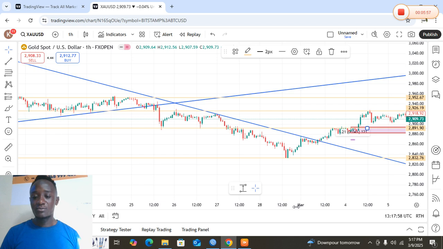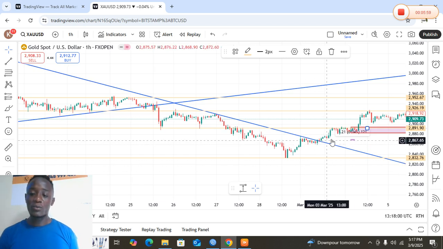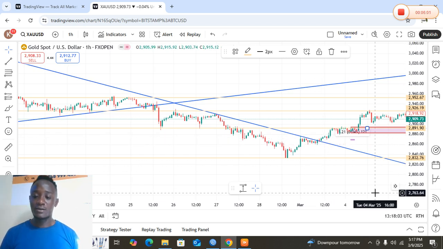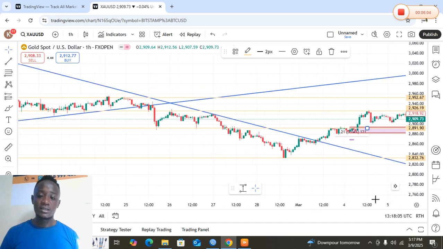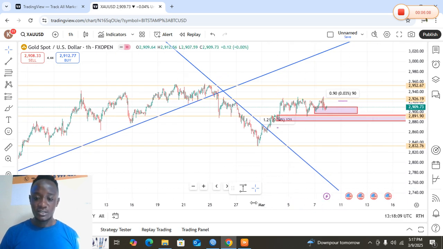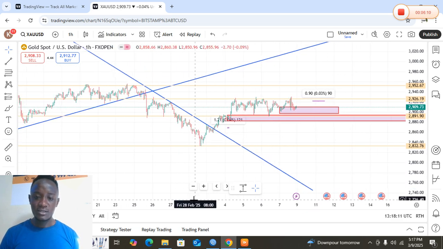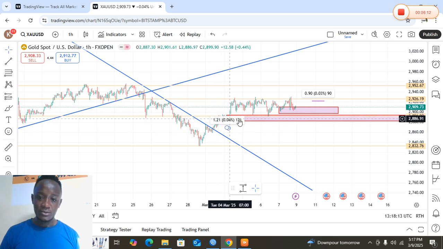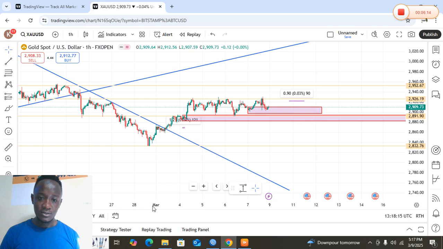So since it passed our trend line at this zone, we don't execute the market at that point. So we have to wait until the market retraces. Since the market passed this zone, there was that consolidation.